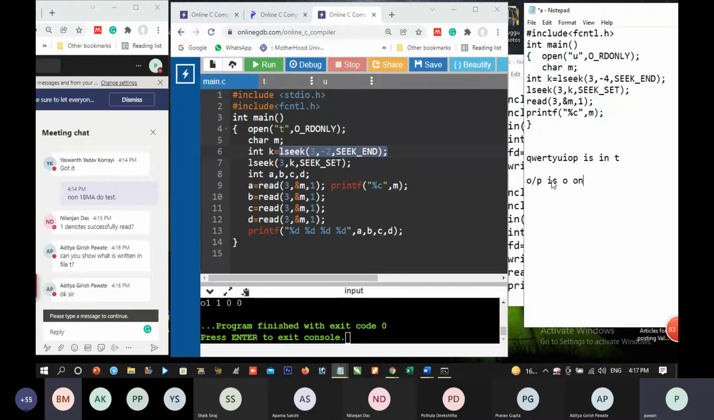on GDB on Unix. I will write it in gedit. Once you are using the gedit editor, then our output is not O, our output is P. There is a difference between these two. Why?